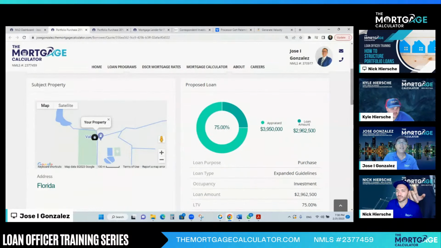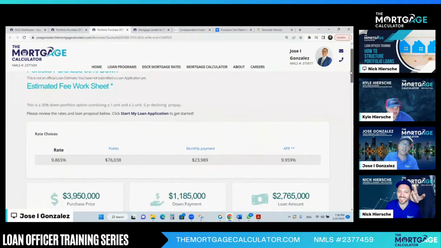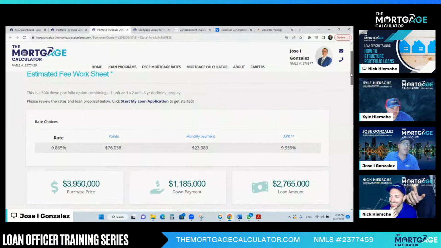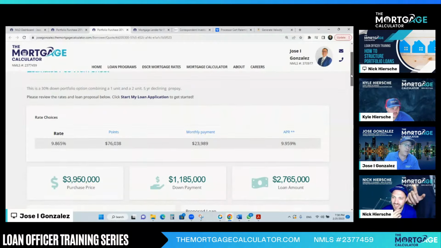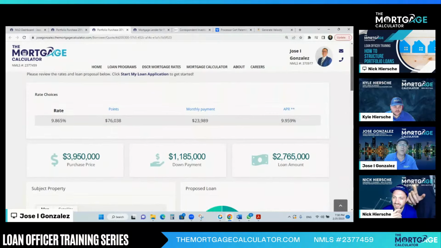9.99 will get you 75% on that one. 5-year prepay declining. Now the same loan. Now see this one, I saved the rate. There you go. Now you can see what it looks like if it's saved. The same loan at a 30% down payment. So not a big drop in the rate from 9.99 to 9.865 is really minimal. So I think most of our investors would go the 75% route to save a good amount of money, almost 200 grand in additional down payment that they're going to save.